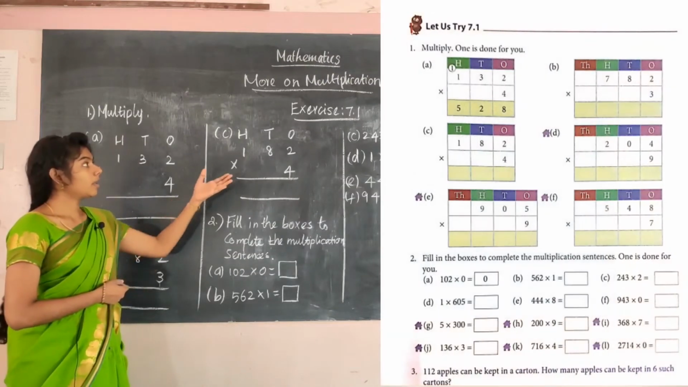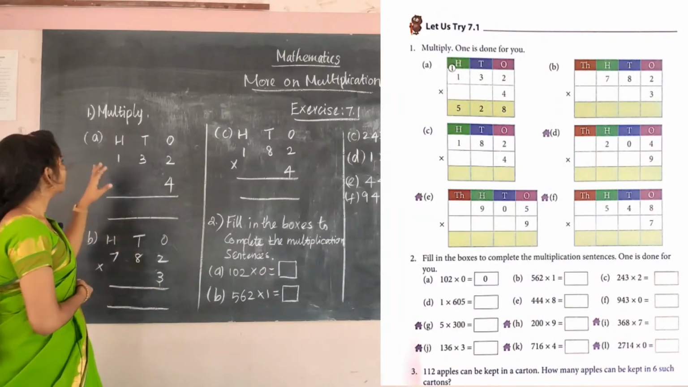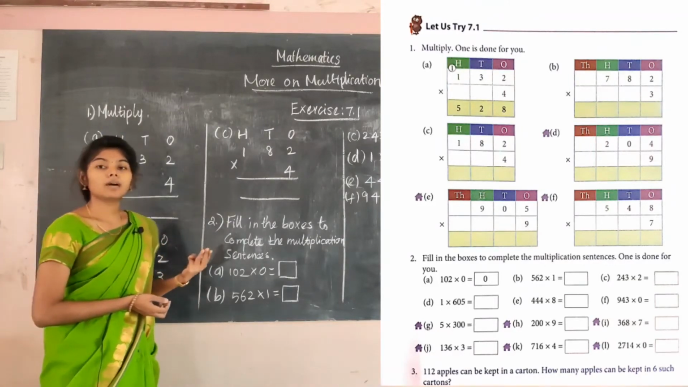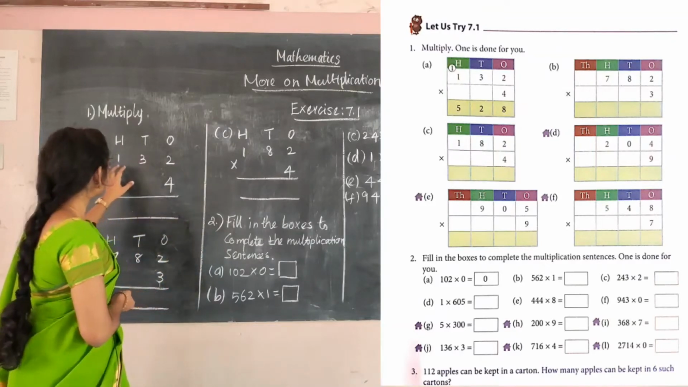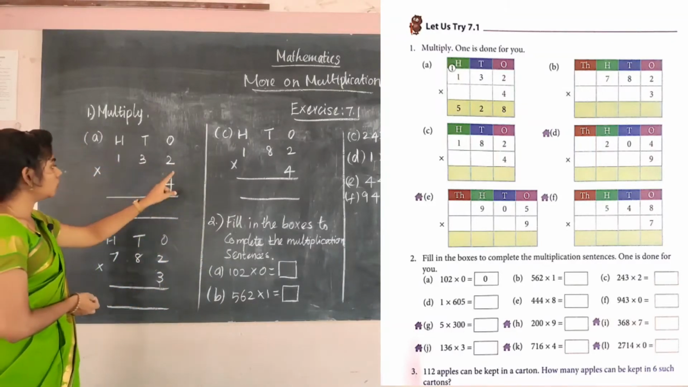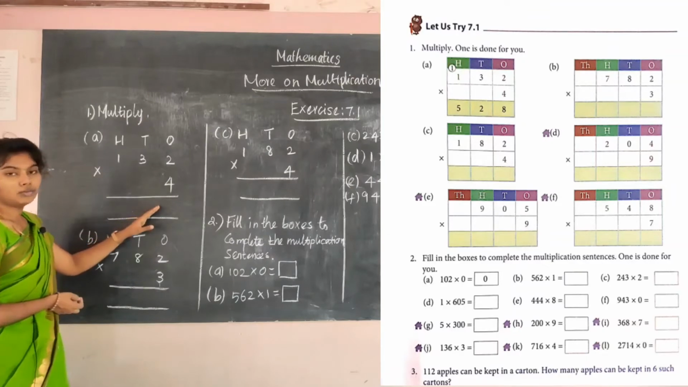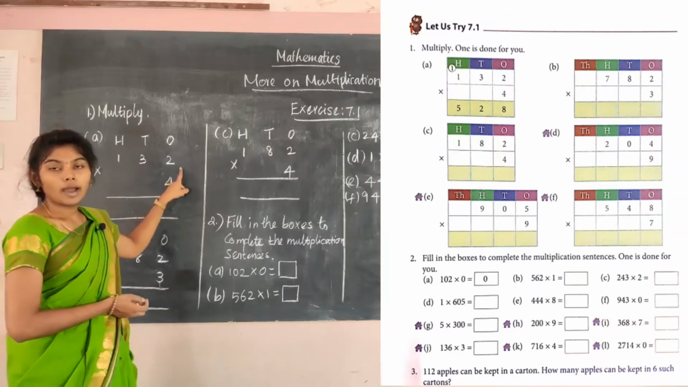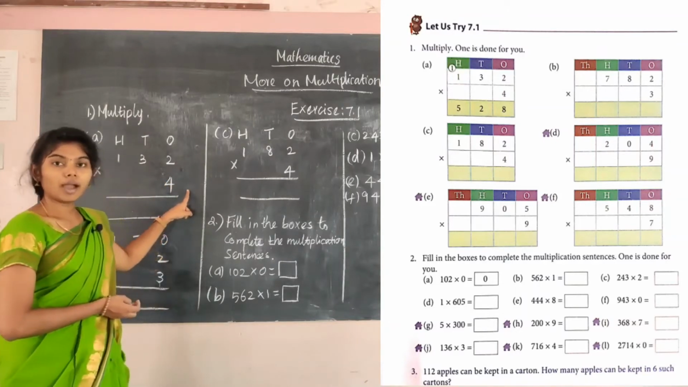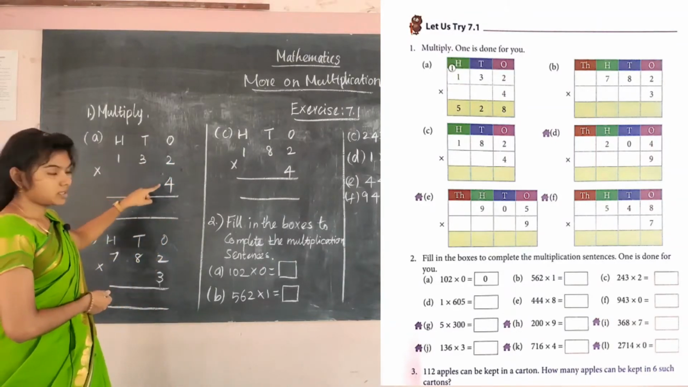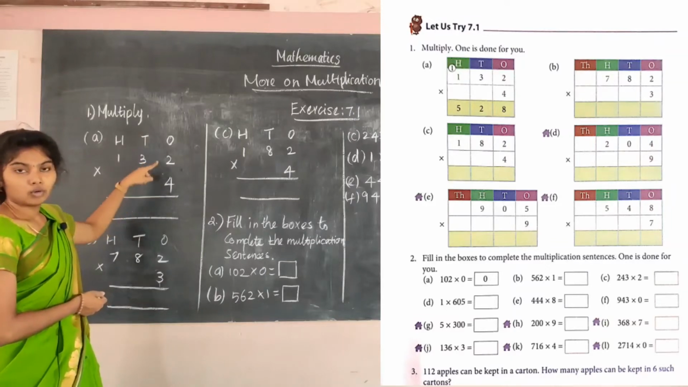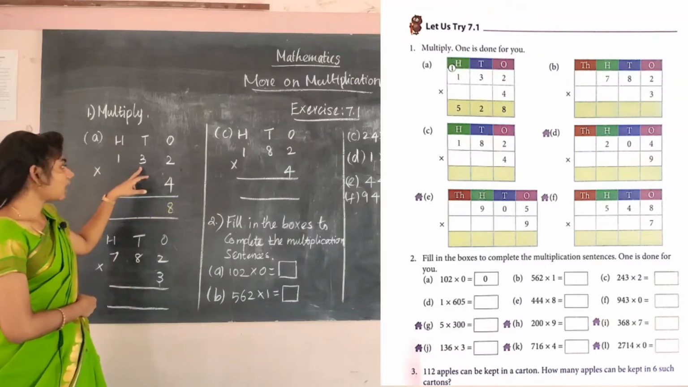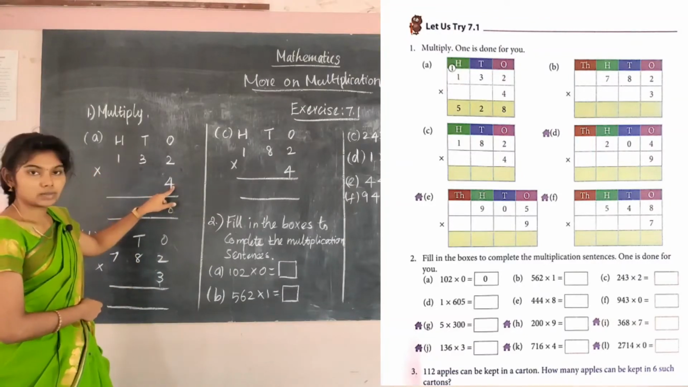Now we shall try exercise problem 7.1. Here the first question is multiply. So we are going to multiply a 3-digit number and a 1-digit number. See the first problem, 132 into 4. Here we are going to fill in the box. The 3-digit number is 132 and the 1-digit number is 4. What do we have to do? First we have to multiply the ones place numbers, 2 and 4. 2 4s are 8.